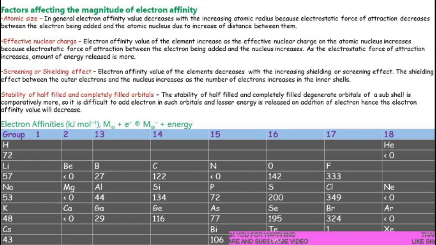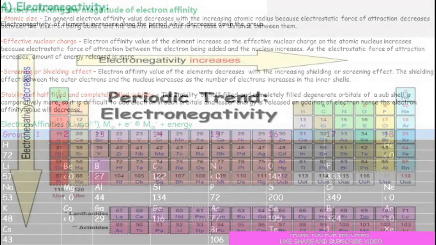Here are the half-filled and completely filled cases: beryllium is completely filled, nitrogen is half filled, and helium is also completely filled. That's why the electron affinity values are 0. The noble gases have completely filled orbitals and their values are also 0. Wherever there are completely or half-filled orbitals, these values are 0 or a lesser amount. So that is the electron affinity.